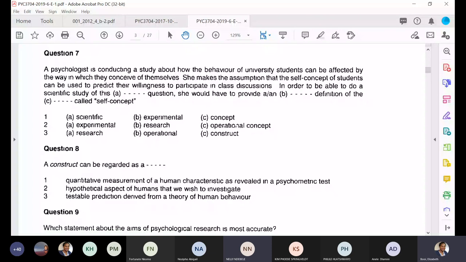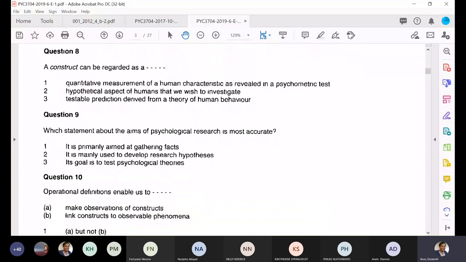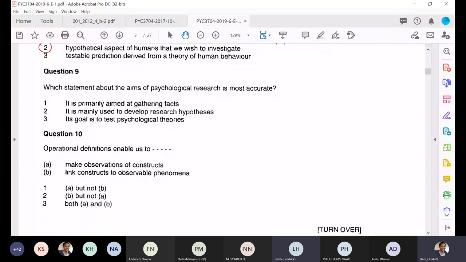Number seven says, a psychologist is conducting a study about how the behavior of a university student can be affected by the way in which they conceive of themselves. We did this yesterday. Provide a definition to a construct, which was option number three. Yes, we did this. A construct can be regarded as hypothetical. That's number two. Today it seems like we are flowing.